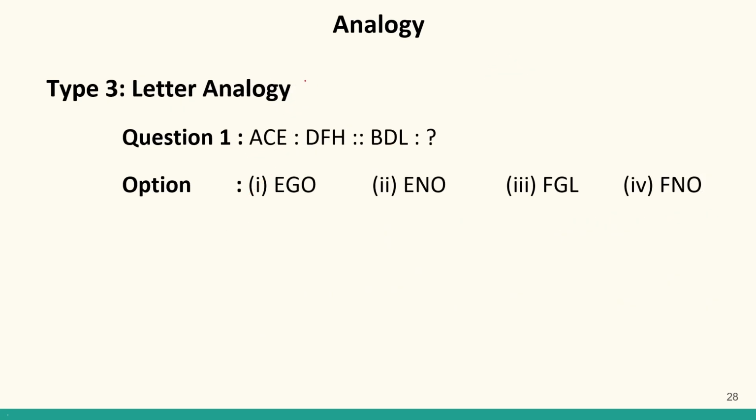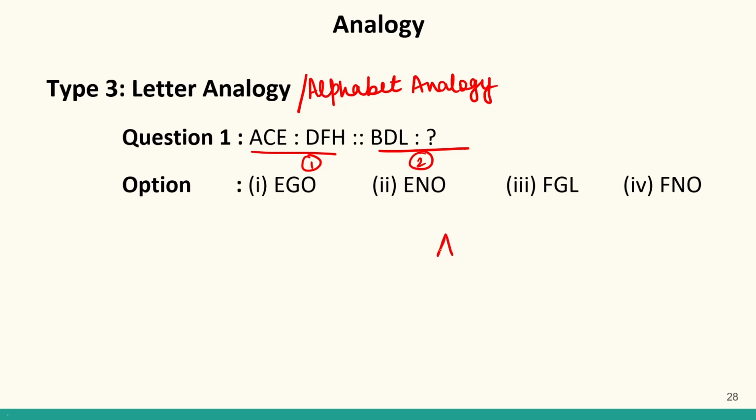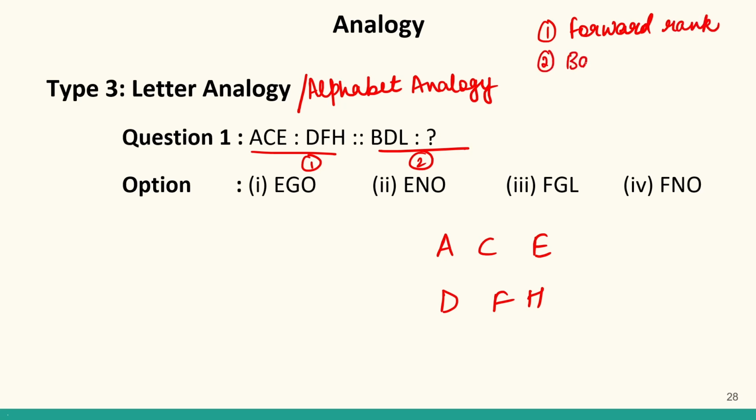Then we have letter analogy, also known as alphabet analogy. So over here, I told you this is the first pair and this is the second pair. So basically we find out the individual operations on each element to understand the relationship. And then we use the same relationship to find out the missing element. So from A, C, E, we are going to D, F, H. To solve these kinds of questions, we use a concept in alphanumeric series as well as coding decoding called forward rank. Then we also use backward rank.